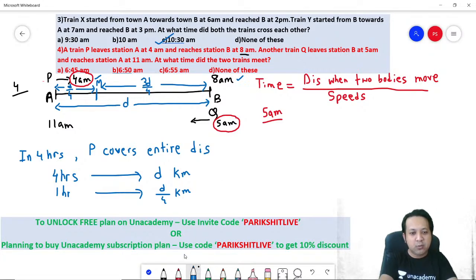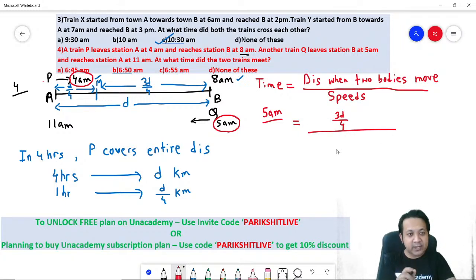Now you know the logic. We have got the distance when the two bodies start moving: 3D by 4. What about the speeds? Speed of the first body: is it given? No, not given directly. So what is speed? Distance by time. Distance is D. Time starts at 4 AM, reaches at 8 AM, so obviously it took 4 hours.